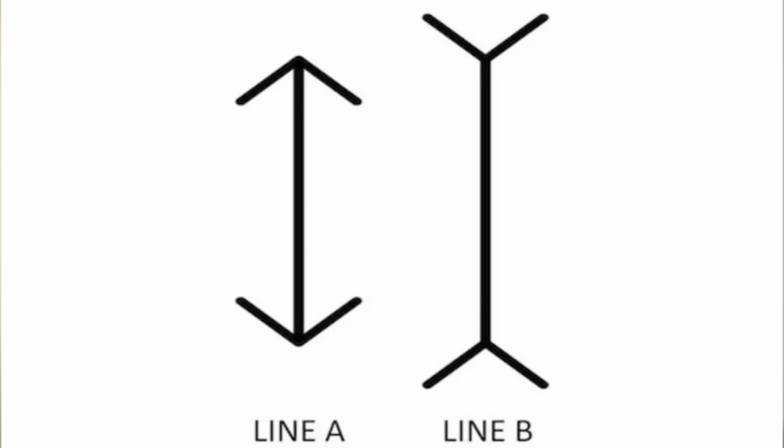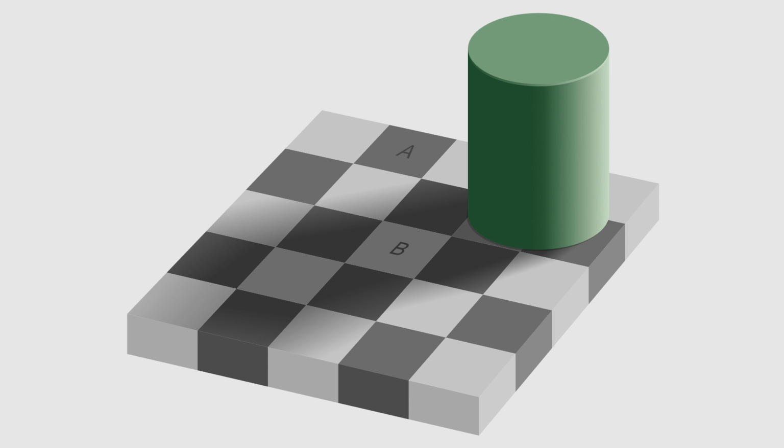Now, what is a perception bias, you might wonder? Let me show you 3 examples. Number 1, let me know in the comments which of the lines is longer, A or B. Take your time. Okay, next one. Let me know which of the 2 squares on the checkerboard is darker, A or B. And now the last one. Let me know if the line is straight or crooked.